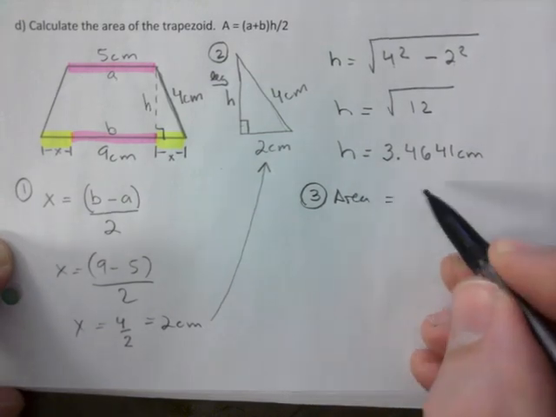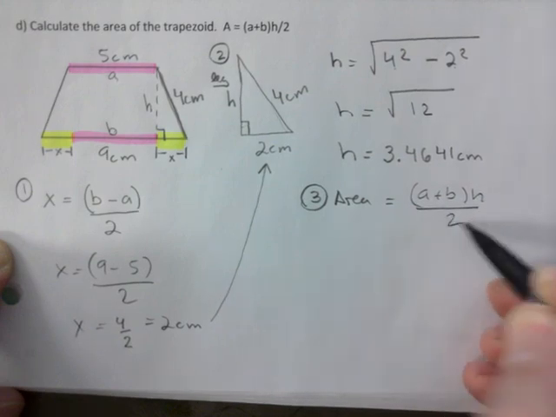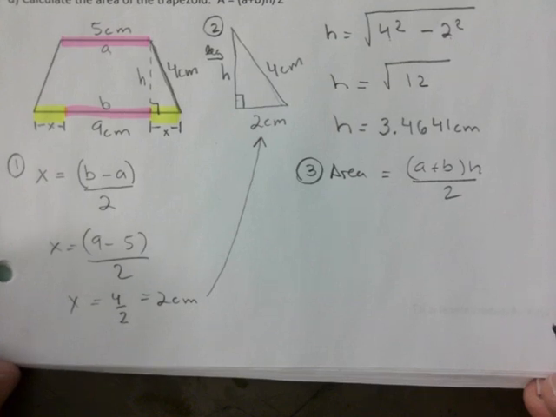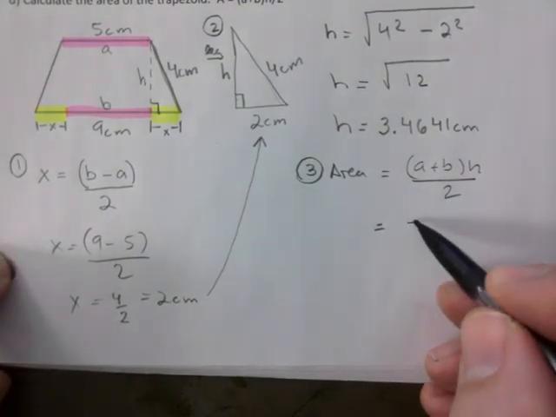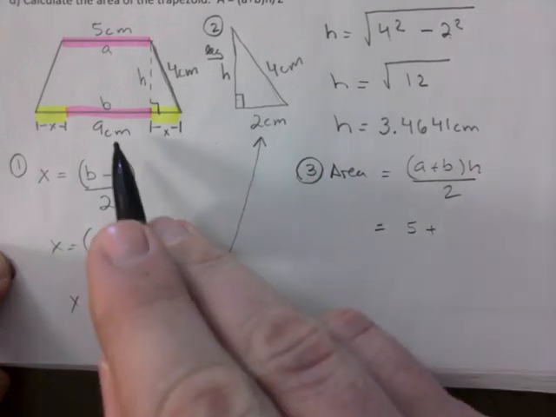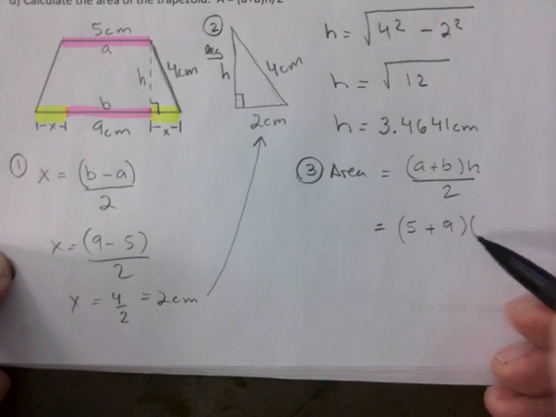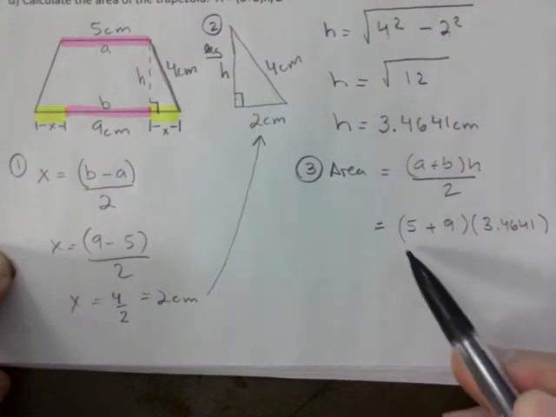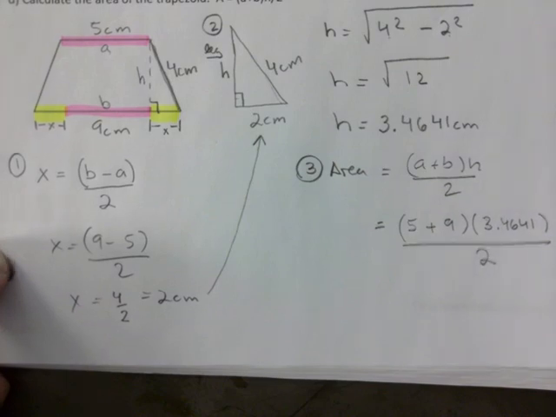Area is a plus b times the height divided by 2. We know what a is, it's 5. We know what b is, it's 9. We know what our height is now, 3.4641. All of that divided by 2, right?